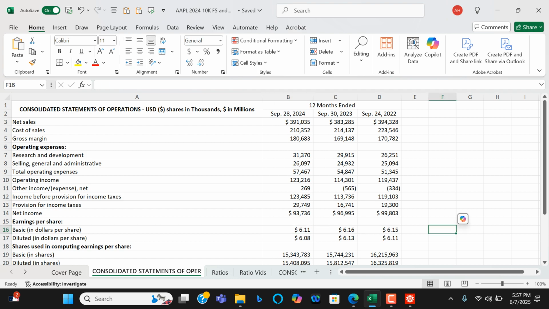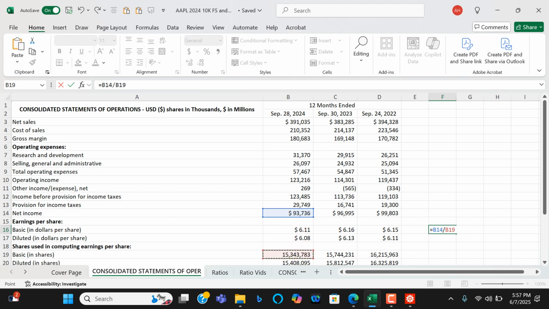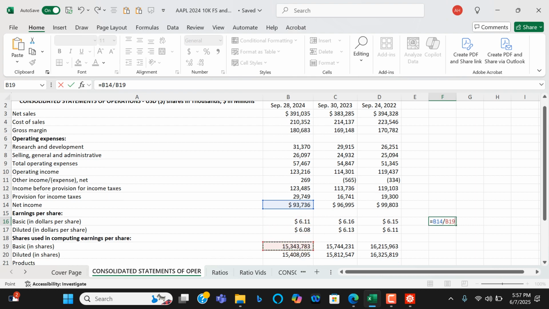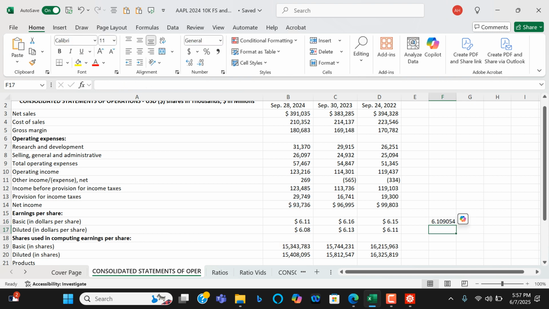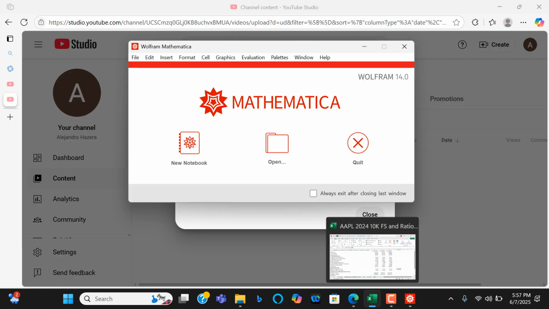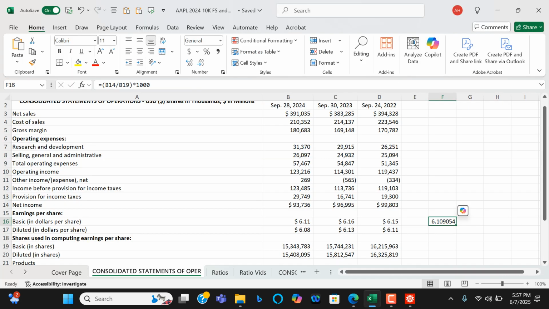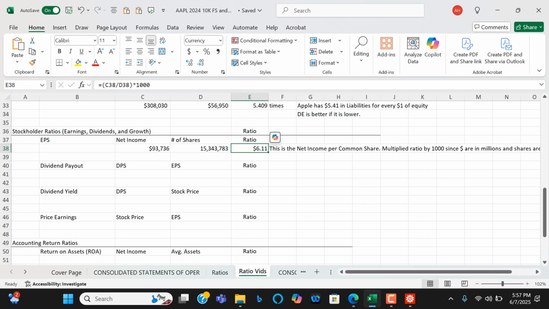And basically they did exactly what we just did. They took net income divided by the basic earnings per share, and because of the difference in units, they multiplied it times 1,000. That's what they did. $6, they round up to $6.11. So you can always confirm earnings per share on the income statement. Now, earnings per share, besides being probably the most important number for shareholders, is also important because it goes into at least two of the ratios that come after it. So that's what makes this easy.